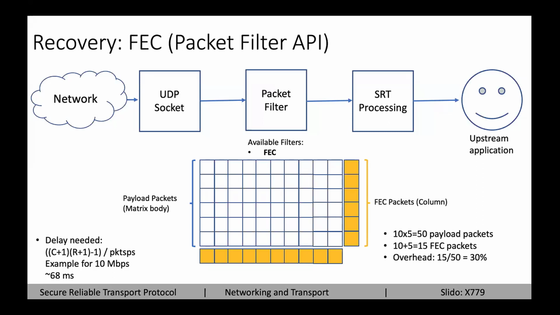And of course, there is also additional delay that has to be introduced with this matrix. It depends on the size of the matrix and on the bitrate of the stream, because you need to wait for the very last FEC control packet to understand if you can recover more payload packets or not, and you just drop them. So, for example, if you would like to stream at 10 megabits per second with this kind of FEC matrix, 10 by 5, then you will have to add an additional 68 milliseconds of latency to your transmission.